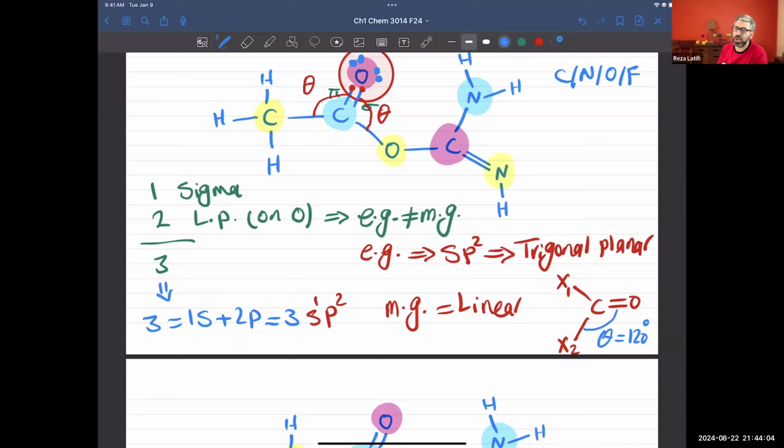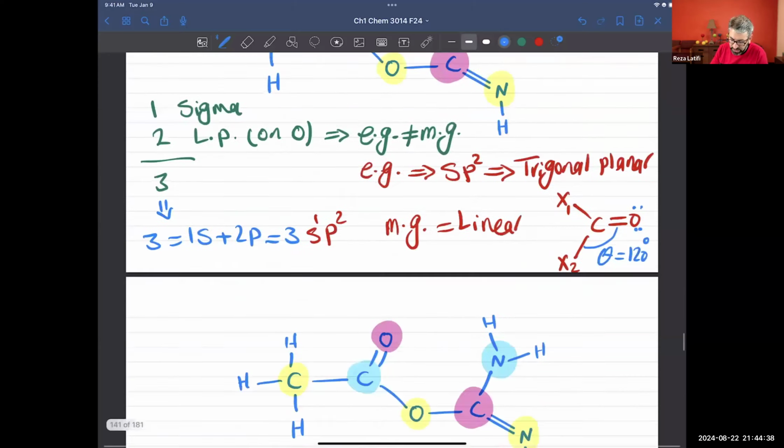You might say, why don't you include the lone pairs on oxygen? Are they going to affect the theta here? No. Why? Because your central atom is not oxygen. The central atom is carbon, and the lone pair is not sitting on carbon, it's sitting on oxygen. If the lone pair is sitting on the central atom, it will shrink the bond angle. Right now, the lone pair is sitting on oxygen, so who cares? It's not going to affect the bond angle.